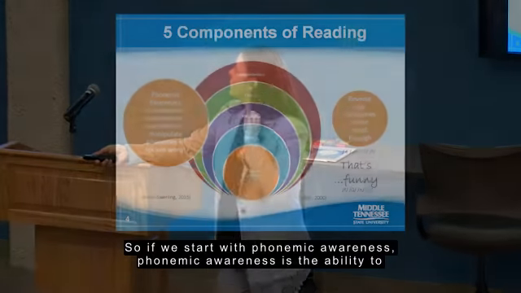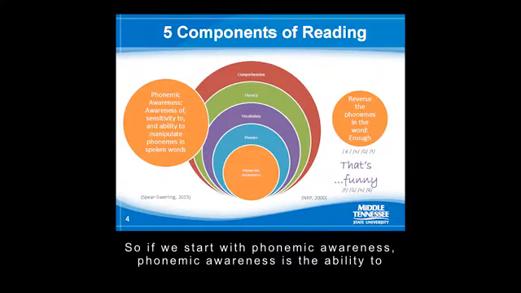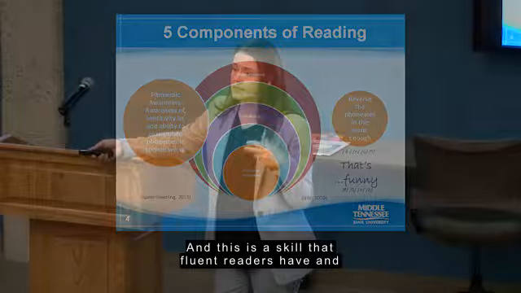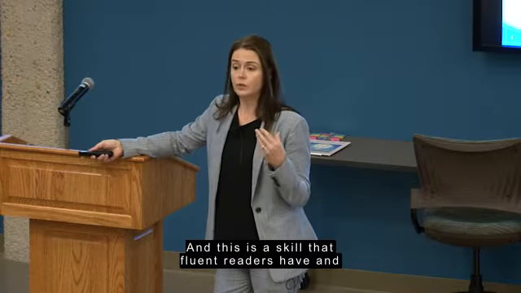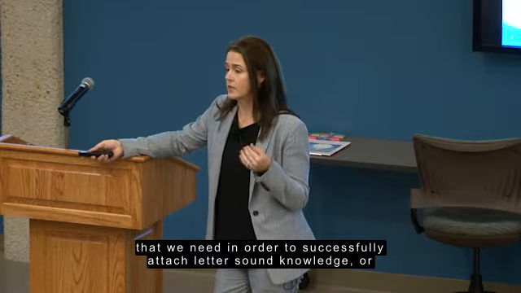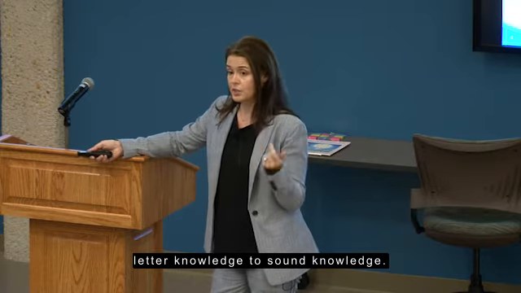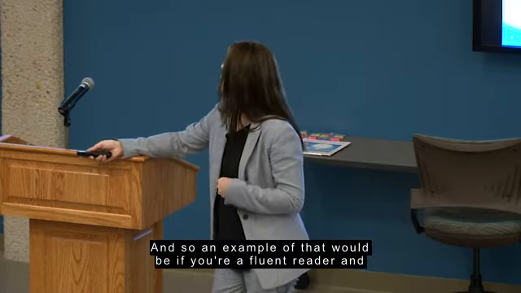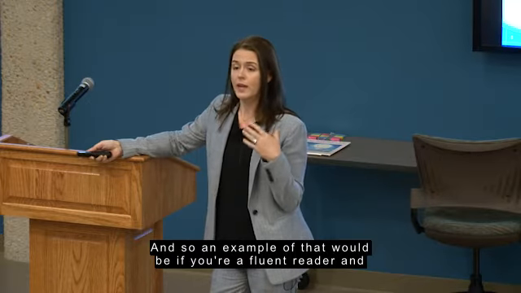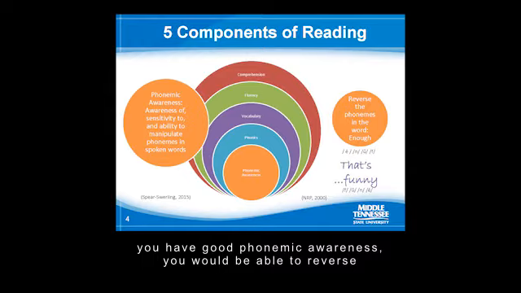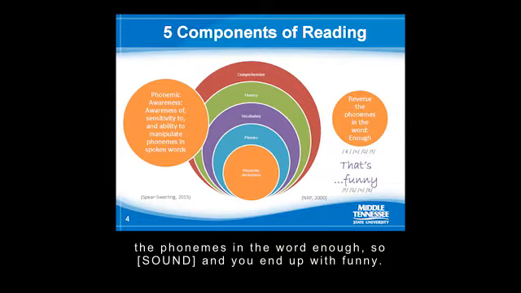So if we start with phonemic awareness, it is the ability to identify and to manipulate those individual sounds in our language. And this is a skill that fluent readers have and that we need in order to successfully attach letter knowledge to sound knowledge. An example of that would be if you're a fluent reader and you have good phonemic awareness, you would be able to reverse the phonemes in the word enough. So e, n, and you end up with funny.